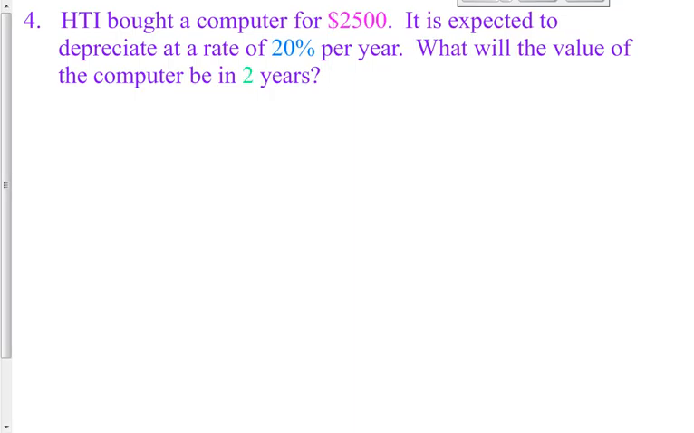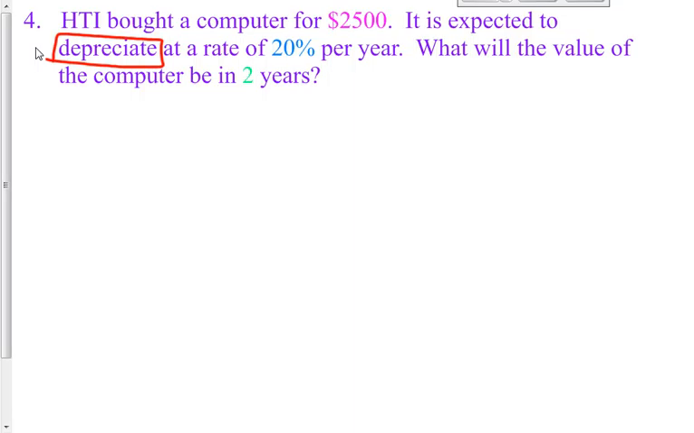HTI bought a computer for $2,500. It is expected to depreciate at a rate of 20% per year. What will the value of the computer be after 2 years? So in this one, it is expected to depreciate. That oftentimes happens with technology. If you think about an iPod that comes out and you buy it right away, after 1 year that iPod isn't worth as much as it used to be. Technology really depreciates very quickly. The same is true of this computer.